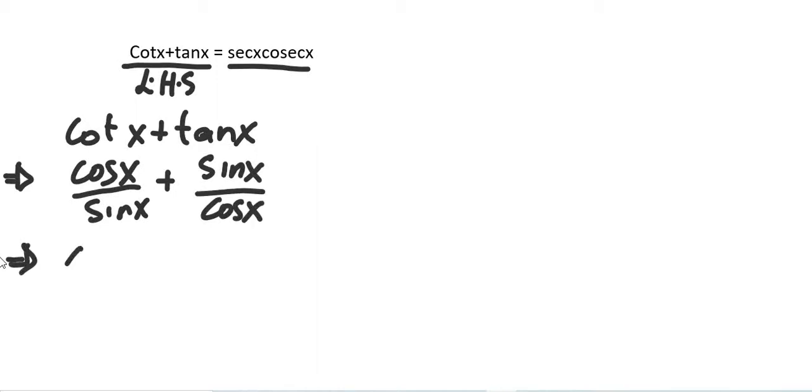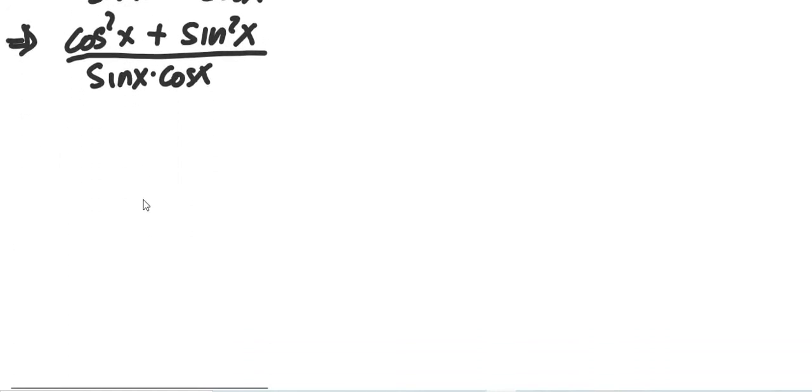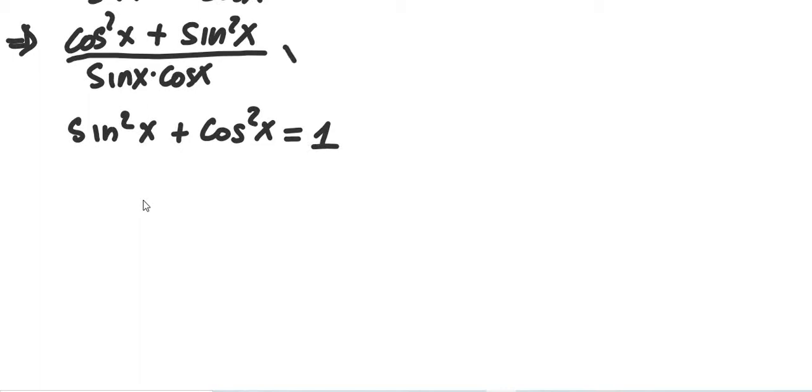I will obtain cos square x plus sin square x divided by sin x times cos x. I know that sin square x plus cos square x is equal to 1. This means this equation will become 1 divided by sin x times cos x.